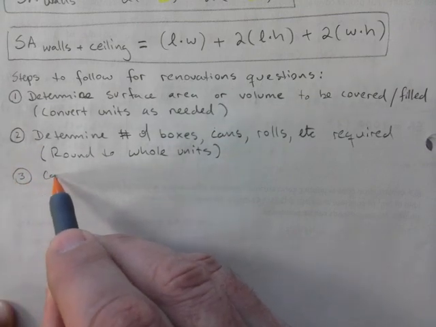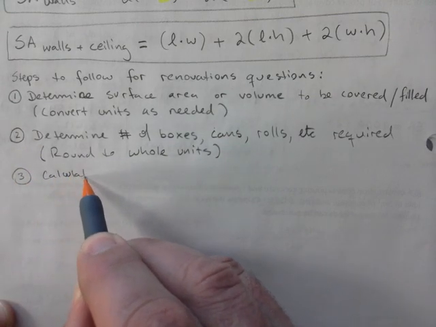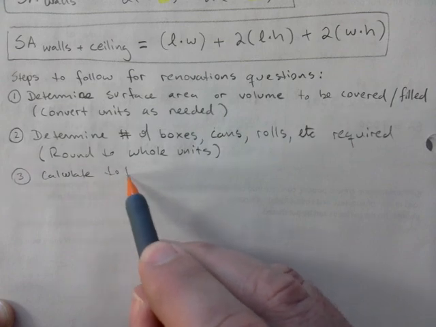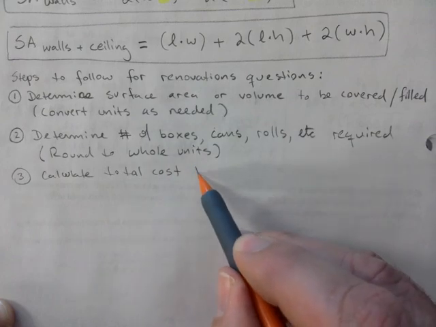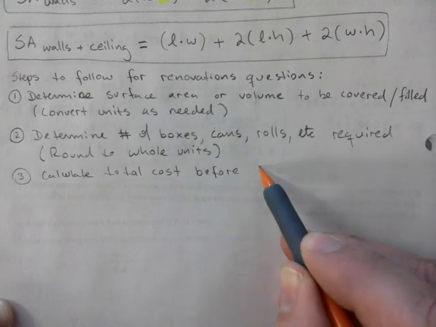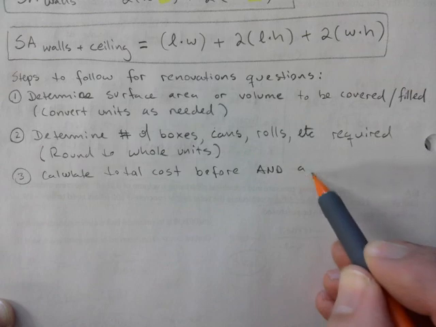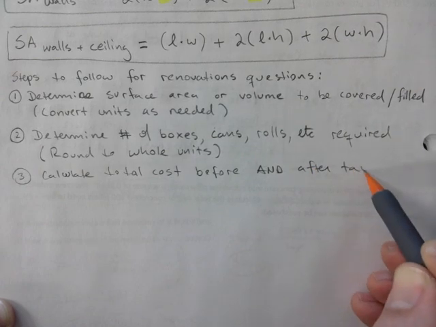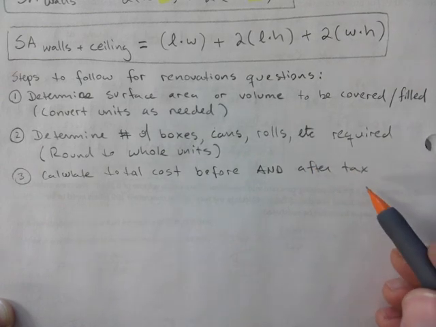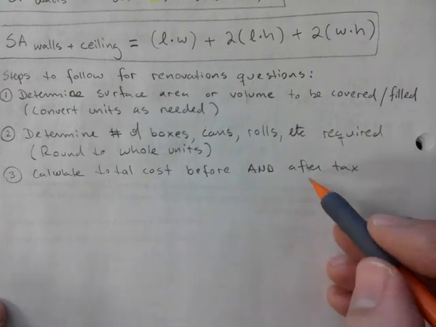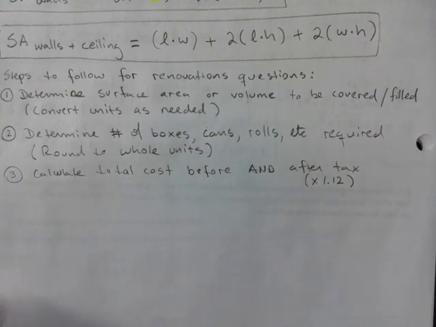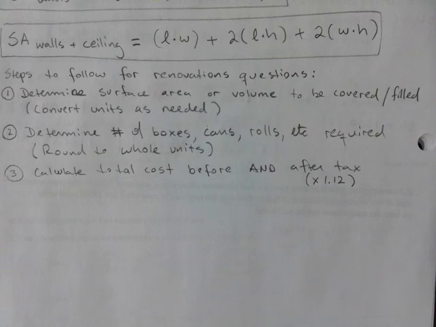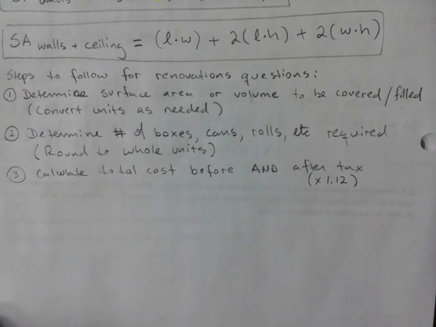Third step, calculate total cost before and after tax. Okay? And to get after tax, we're just going to multiply our subtotal by 1.12. We're going to add 12% to that. And those are in general the steps.